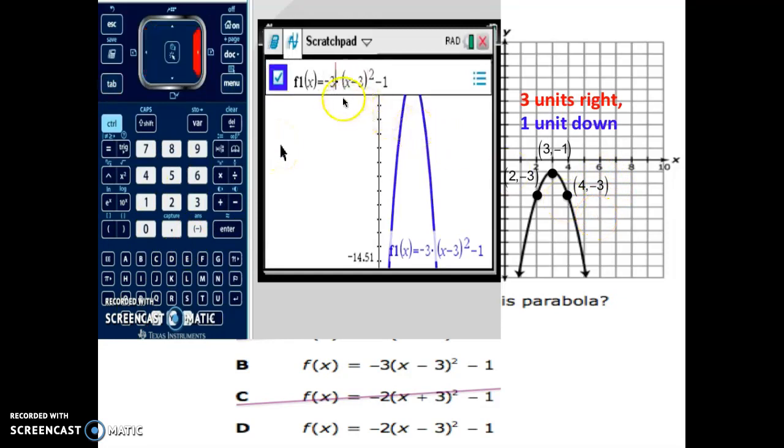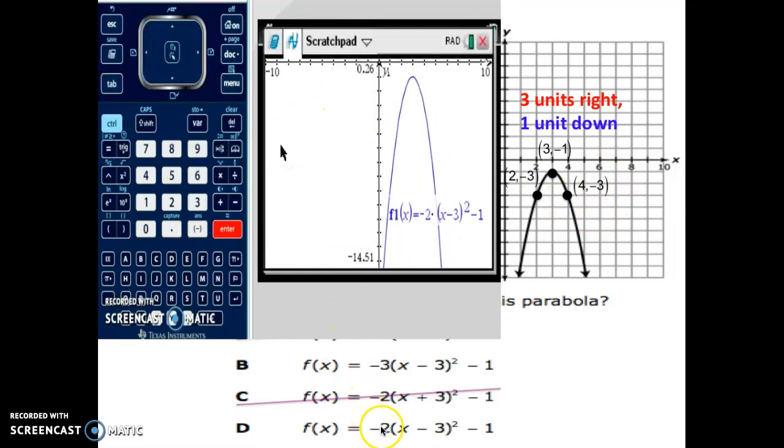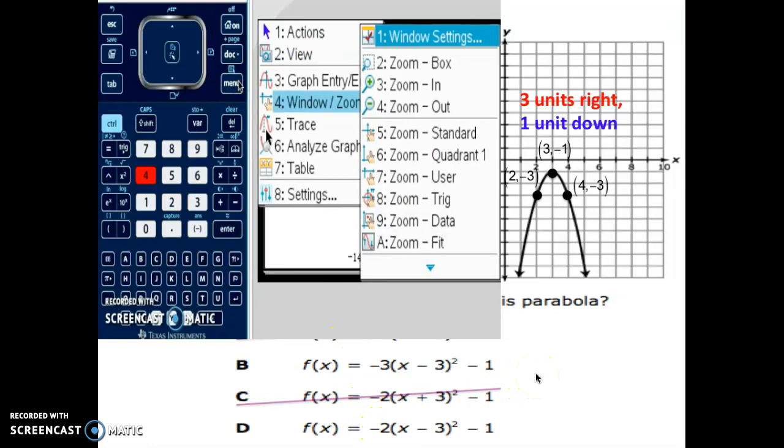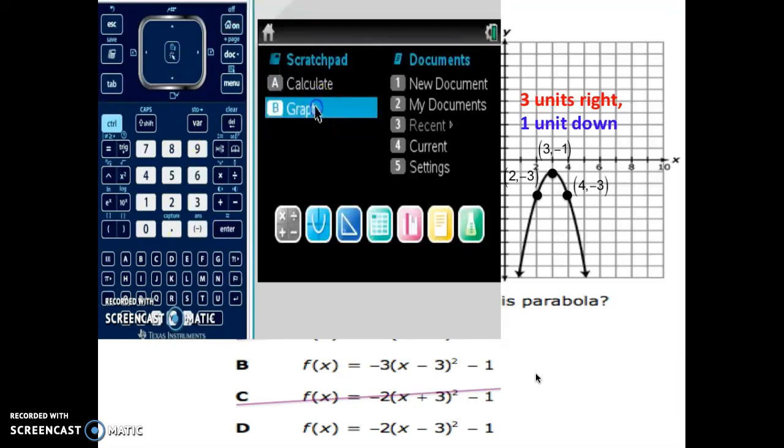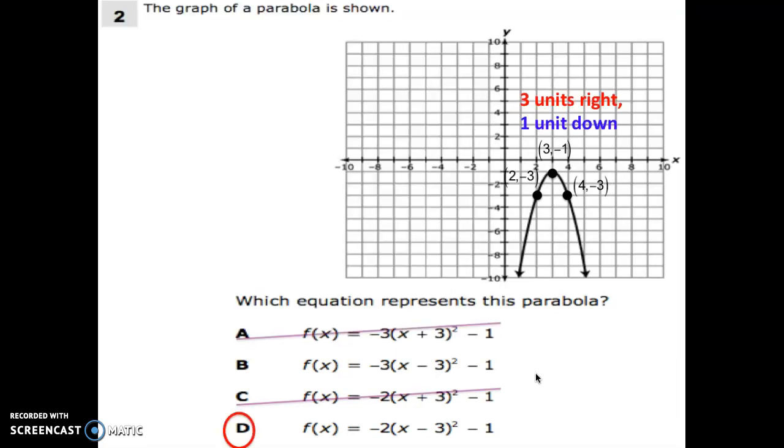So if I change answer choice B to C, I put a 2 instead of the 3, and I do menu 5-1, I can check and type in 2, and it does give me 2, negative 3. And if I type in 4, it does give me 4, negative 3. So that's how I know for sure the answer choice is D, not B, even though B looks very, very, very similar.